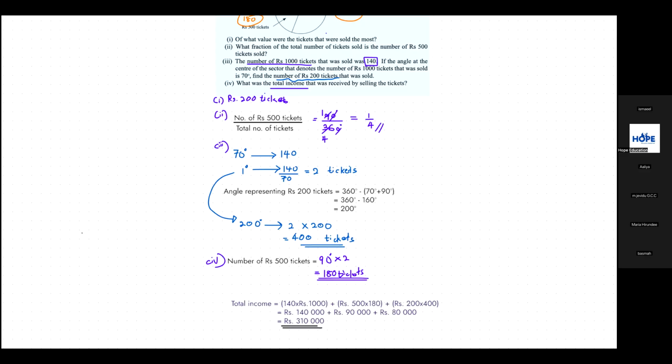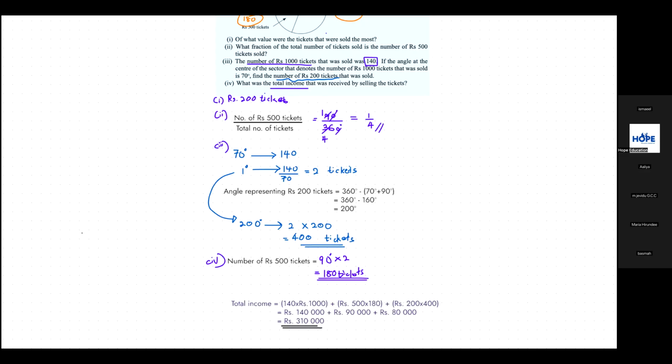Am I all good? Ismail, yes. What's the question? Miss, in the third one, why do we multiply 200 by 2? Because now we know here.